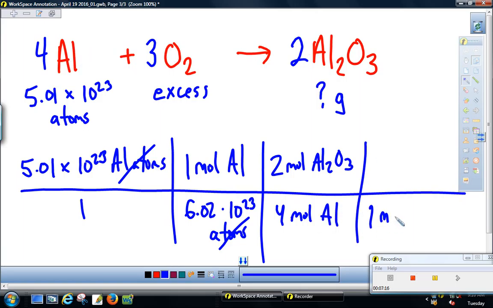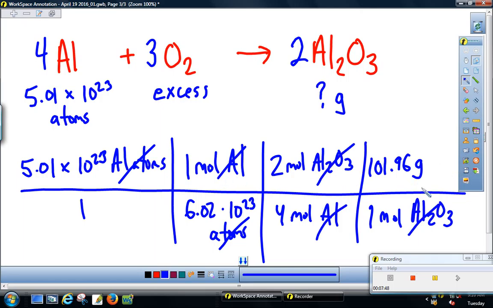And then we want to multiply by the molar mass, so 1 mole of aluminum oxide is 2 aluminums plus 3 oxygens. So aluminum is 26.98. I'm calculating this right now, 2 times that is 53.96 plus 3 times 16 for the 3 oxygens, which is 48. So 53.96 plus 48 is equal to 101.96 grams of aluminum oxide. Alright, so moles of aluminum cancel, moles of aluminum oxide cancel.